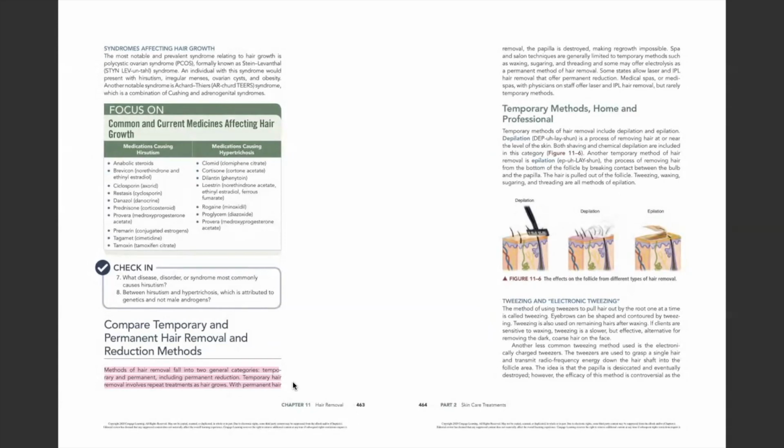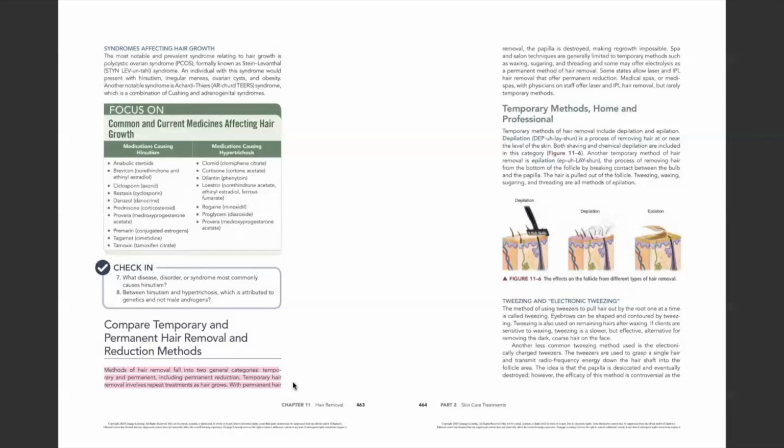So it's listing techniques such as waxing, sugaring, threading. You want to understand all of those techniques, but you also want to understand the vocabulary, meaning depilation and what that is, epilation and what that is. So epilation, another temporary removal of hair, is the process of removing hair from the bottom of the follicle by breaking contact between the bulb and the papilla. The hair is pulled out of the follicle. Tweezing, waxing, sugaring, and threading are all methods of epilation, versus depilation, which is the process of removing hair at or near the level of the skin. That's shaving and chemical, so Nair, using a razor, that's depilation.